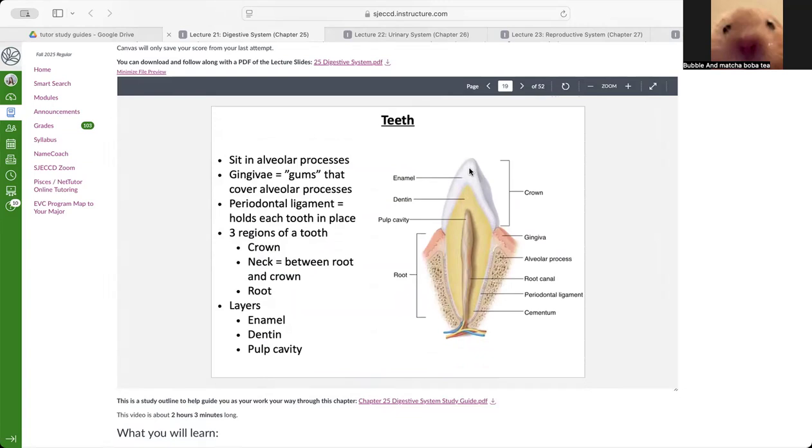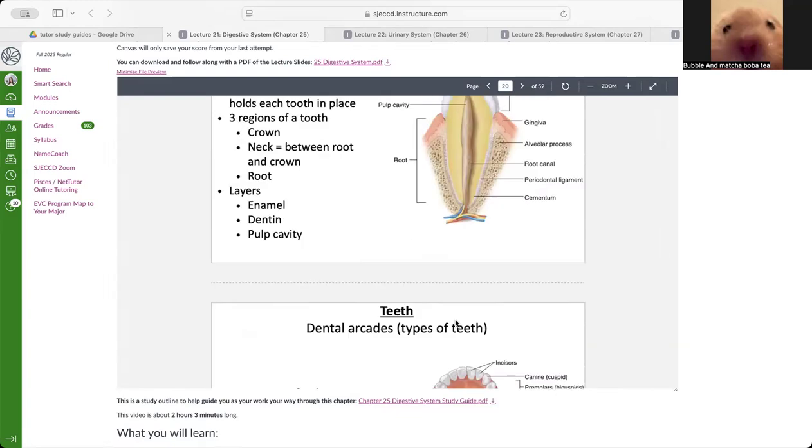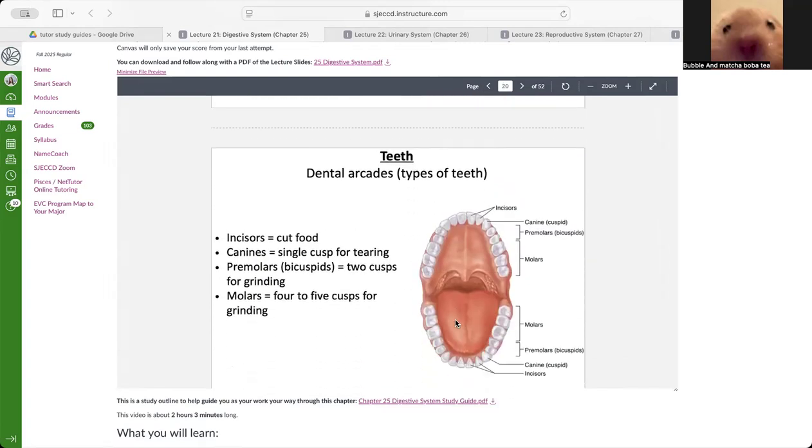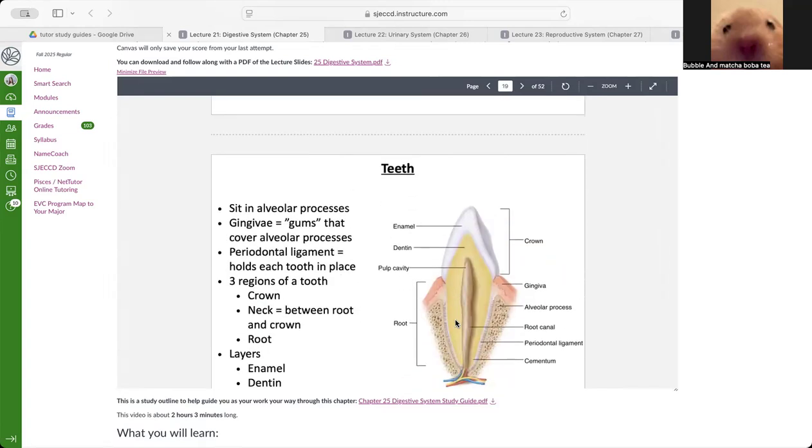We have the crown, neck, and root. So we have the external layer, the enamel, which covers the crown and is the hardest substance in the body. It has a super high concentration of salts and protects the tooth from wear and tear. So if people get a dental filling or porcelain, it's never the same because the enamel is the strongest. The dentin helps anchor the tooth to the periodontal ligament. It's strong and hard, but not as strong as the enamel.